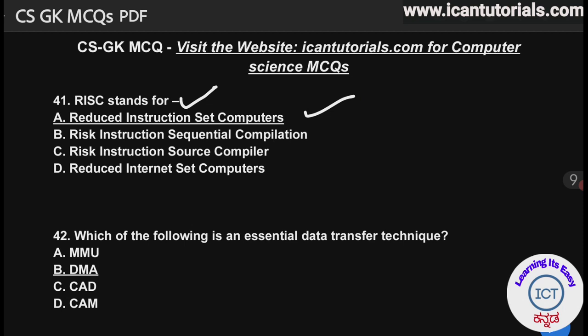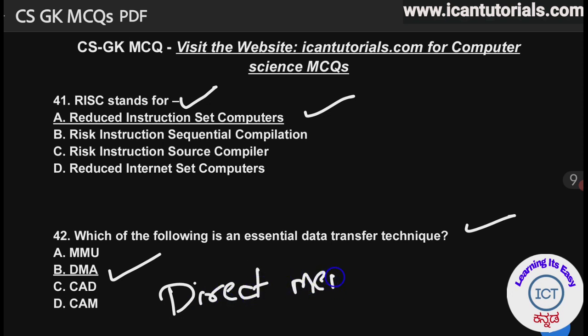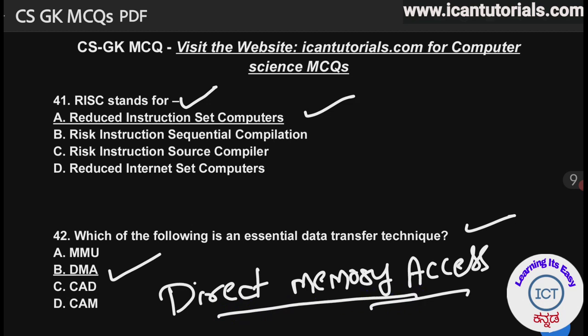42nd question is which of the following is an essential data transfer technology? And the answer is DMA. DMA stands for Direct Memory Access. It is a type of fast data transferring technology.